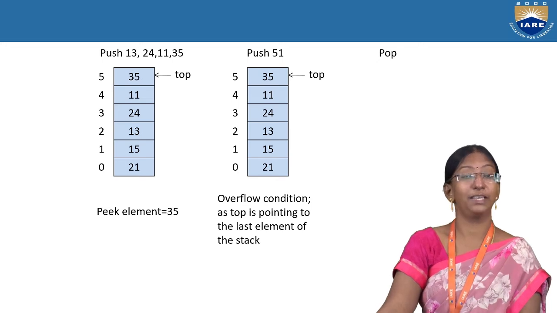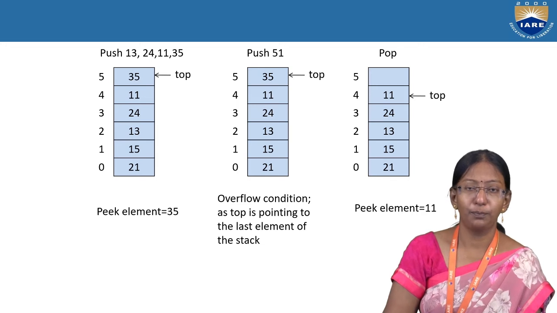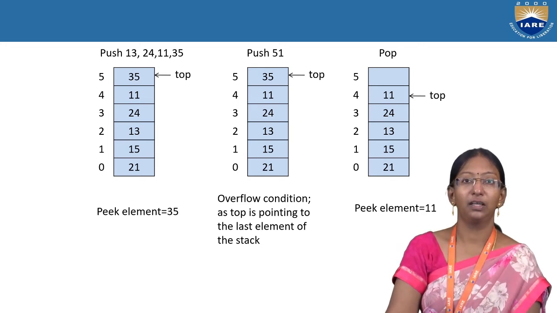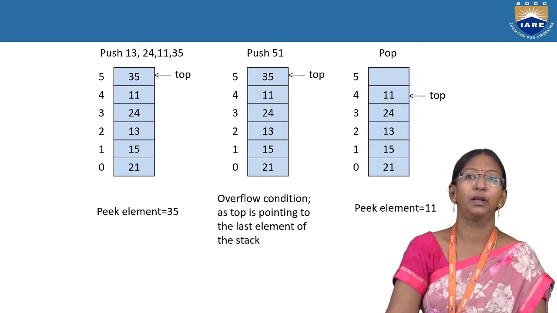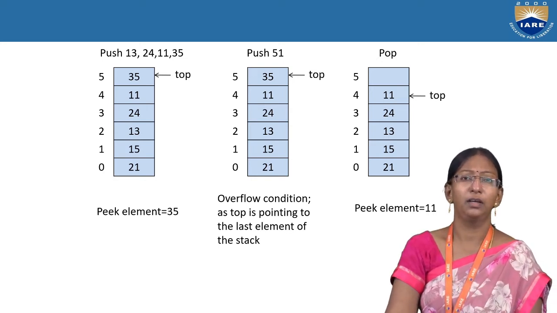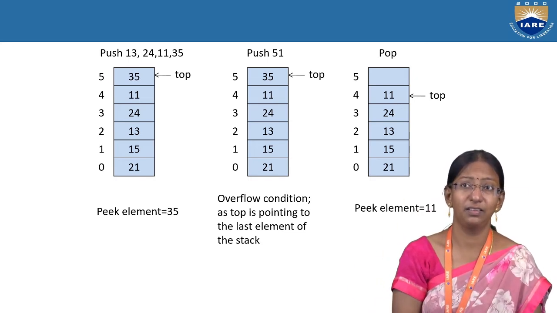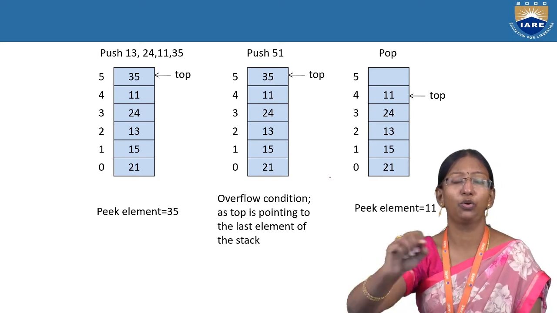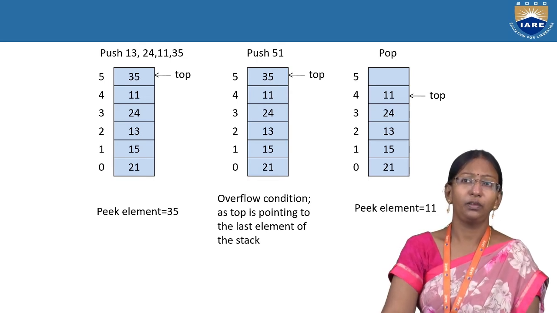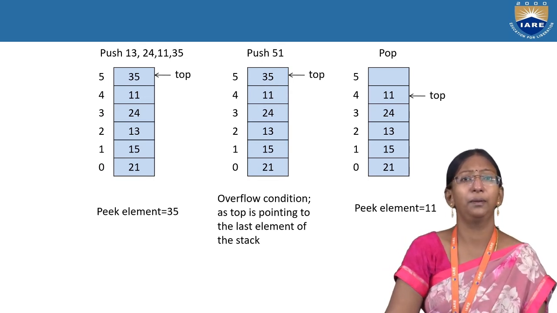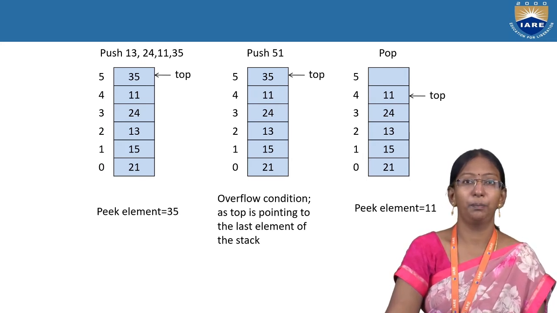We've seen the push operations. Let's see pop. If I perform pop, that is a deletion, 35 will be removed. How can we remove? Just decrement the top index value. Now top is pointing to 5. Decrement it, and top will be pointing to 4. Always remember, if you traverse the stack, it will be from 0 to top. Index value is 0 to top. Right? So now top is 11 and the peek element is also 11. So the element pointed by top is the peek element.